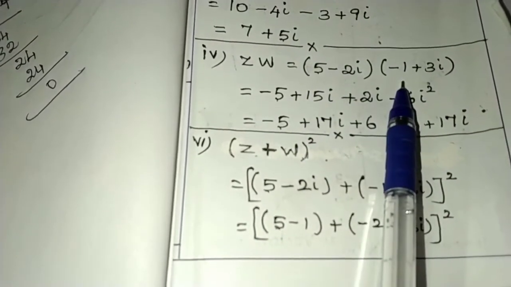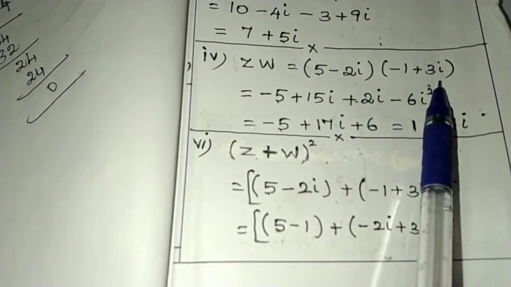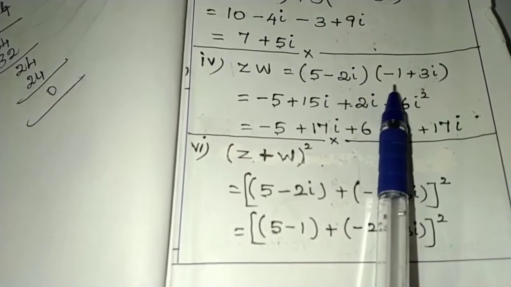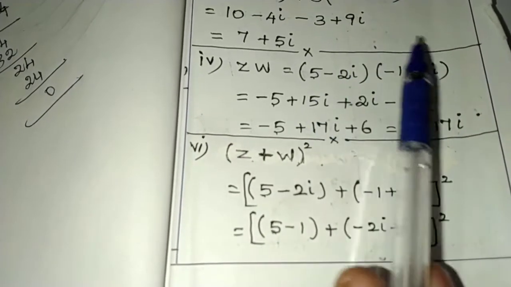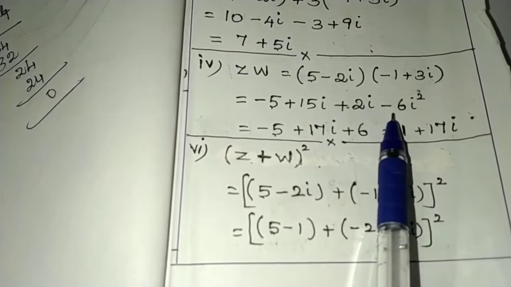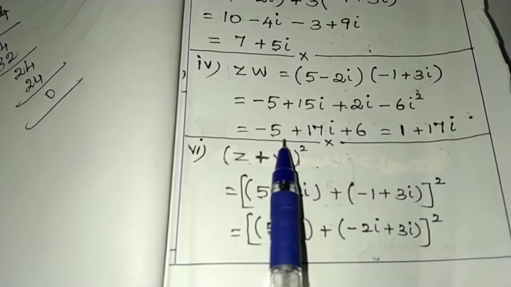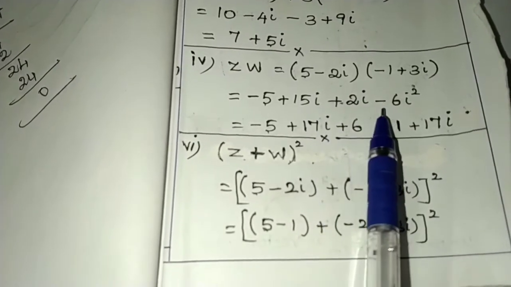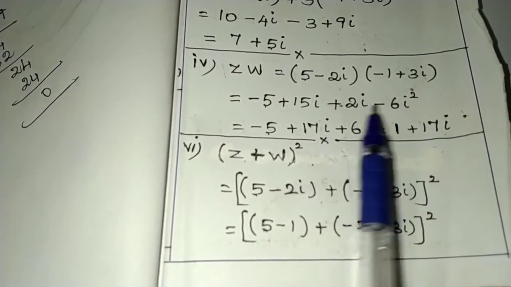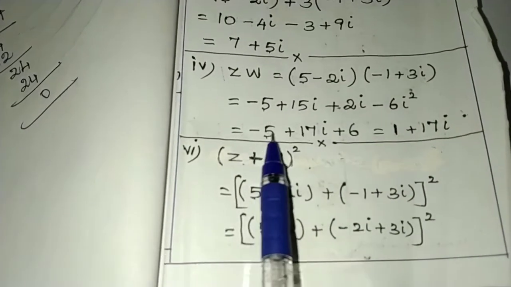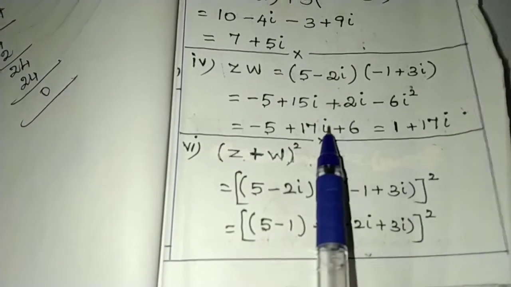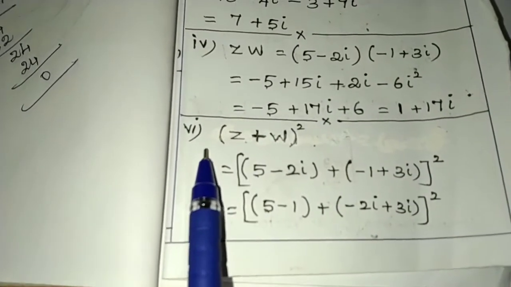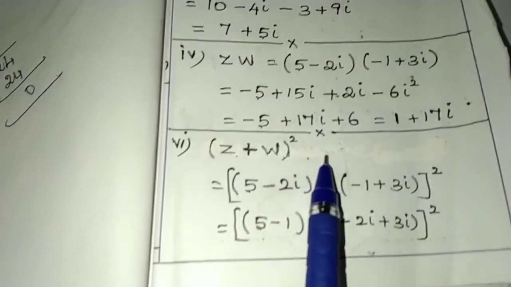This one is minus 5. Next, plus 15i. Next, minus 2i times minus 1 plus 2i. Next, minus 2i times 3i, minus 6i squared. Minus 5, 15i plus 2i, 17i. Next is minus 6 into i squared, whose value is minus 1, multiply 6. Minus 5 plus 6, plus 1 plus 17i. We get the answer.